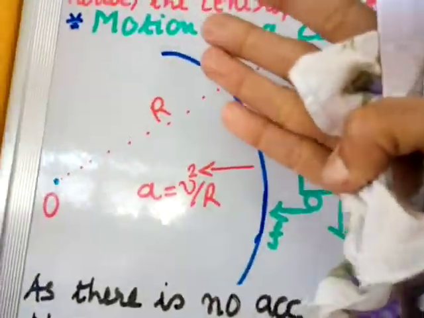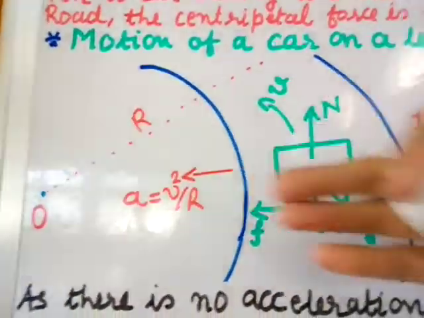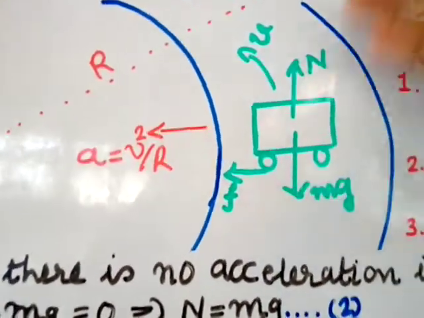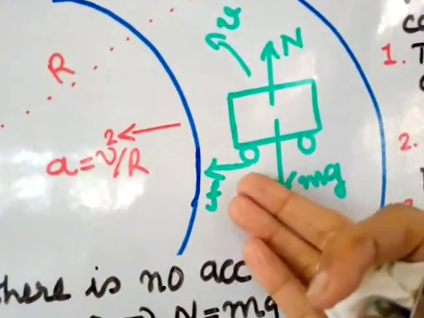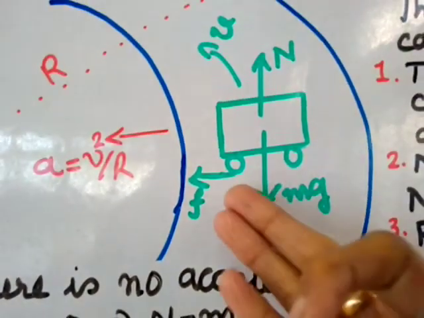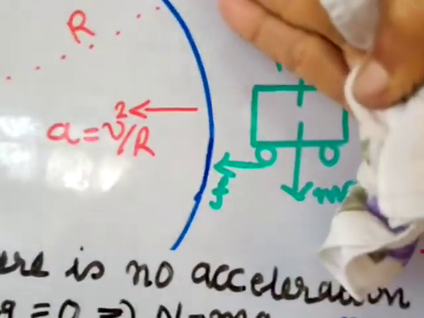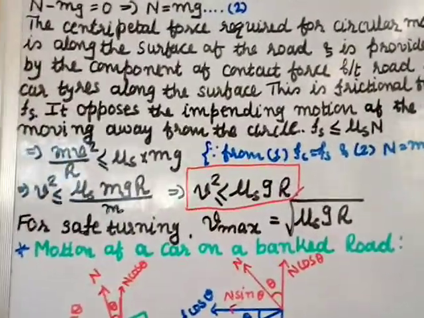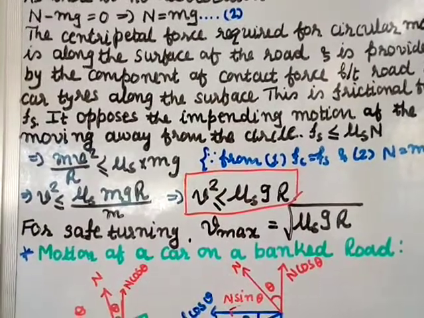Here the friction force will allow the car to move in a circle, and not allow the car to move away. Otherwise, if there is no friction, then the car will move away and then it will cause an accident. So because of this friction, it will allow the car to move in the circle. So we shall find the velocity at which the car should move.